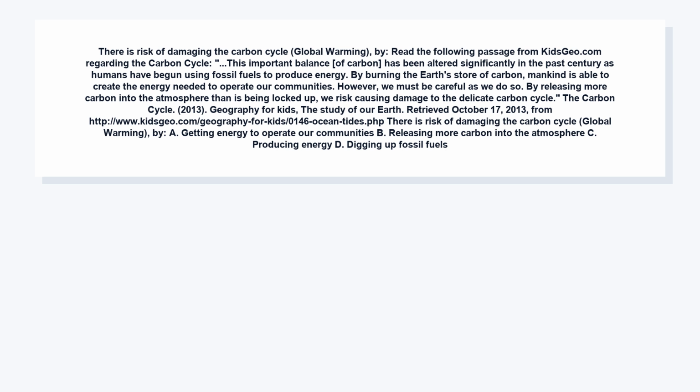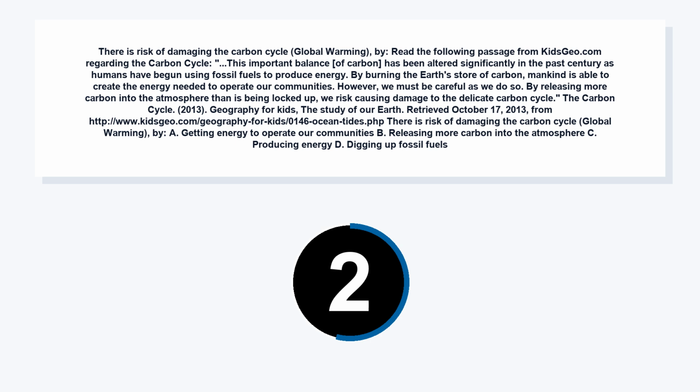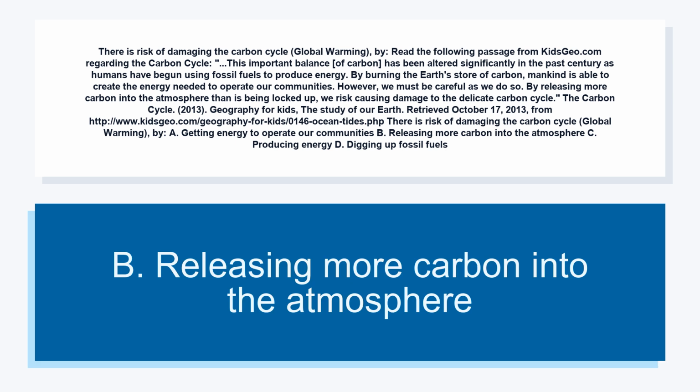Retrieved October 17, 2013, from http://www.kidsgeo.com/geography-for-kids/0146-ocean-tides.php. There is risk of damaging the carbon cycle, global warming, by A. Getting energy to operate our communities. B. Releasing more carbon into the atmosphere. C. Producing energy. D. Digging up fossil fuels. B. Releasing more carbon into the atmosphere.